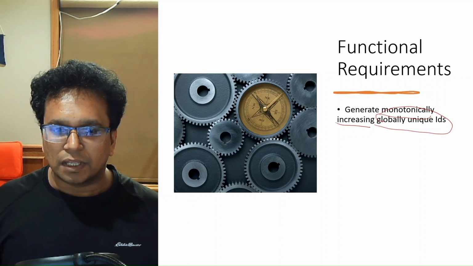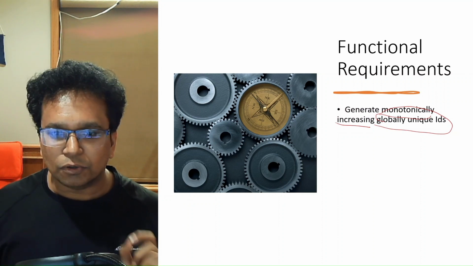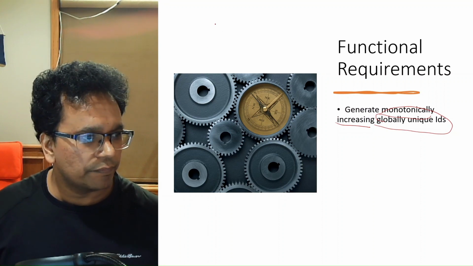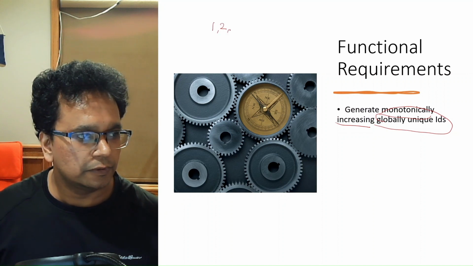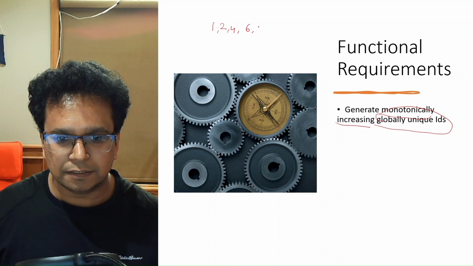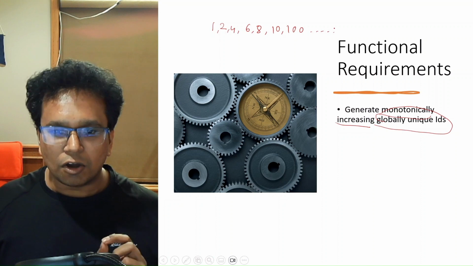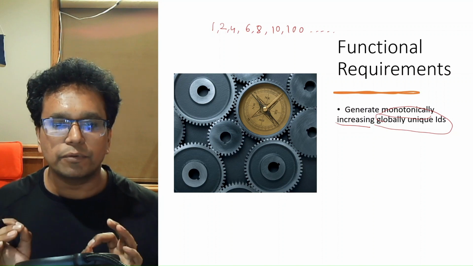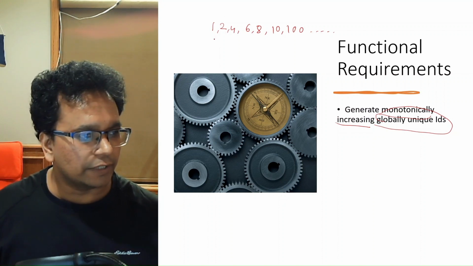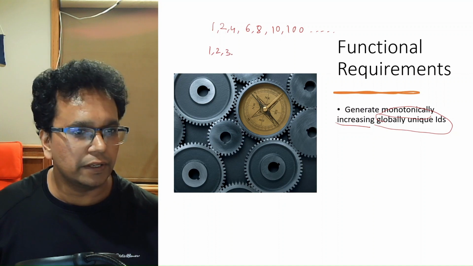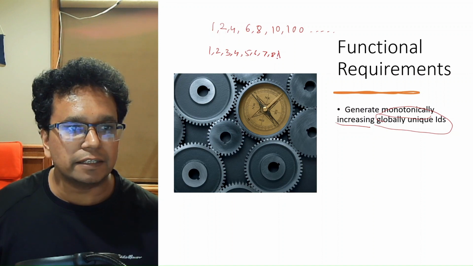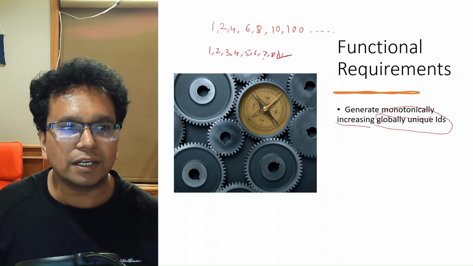Right. So to clarify, our goal is to create globally unique IDs that are incrementally increasing, so for example, we can have 1, then 2, then 4, 6, 8, 10, 100, etc. However, it is worth noting that these IDs do not necessarily have to be in a consecutive numerical order. So for example, I don't need these numbers to be 1, 2, 3, 4, 5, 6, 7, 8. No, it works, it is okay, but not really needed.